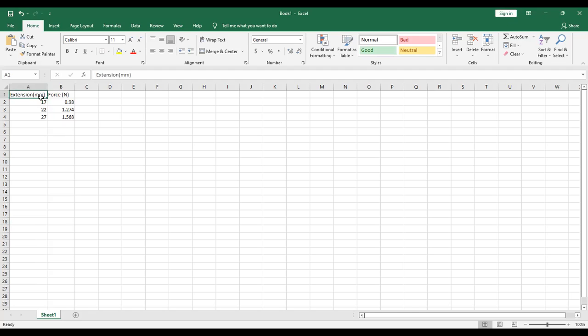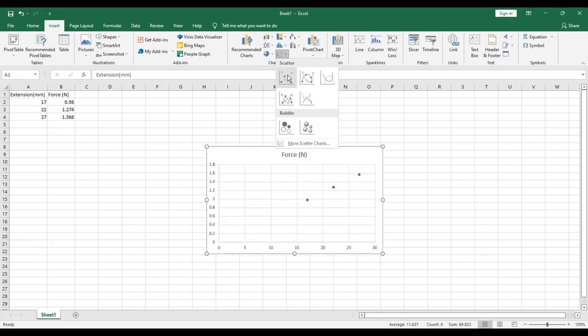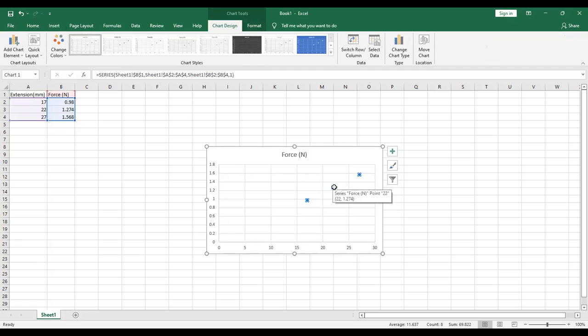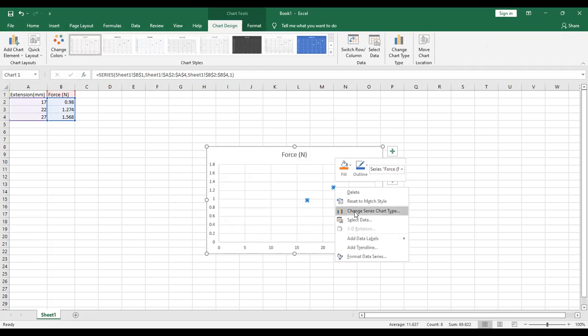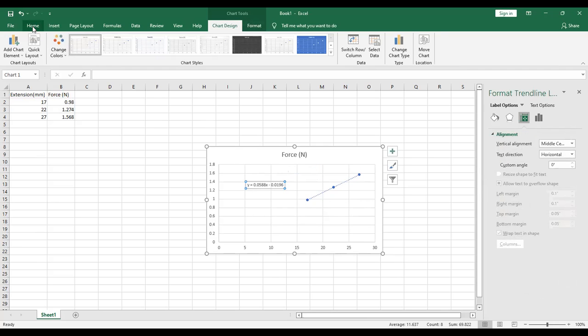I'm going to draw a plot like this one. After choosing the range of data and inserting, we have to choose scatter plot. Then we have to add a trend line. Click the data points, right click, then choose add trend line. There are lots of options, but we have to choose linear because this is linear. Then choose the option display equation on chart. In this way, we can see the slope of the data.